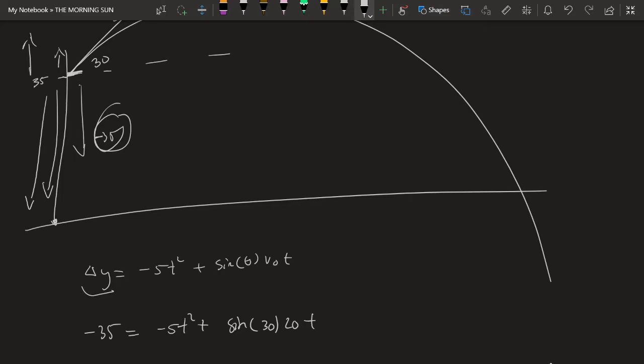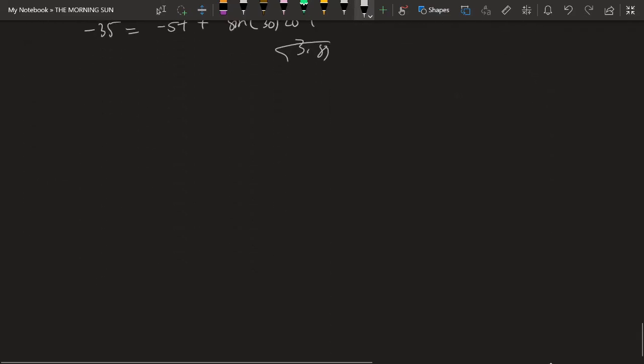Let's go back. Let's put 35. We are going to get about 3.8 seconds. We ignore the other answer because it's negative. Part B. They're telling you to find the speed at which the ball hits the ground.